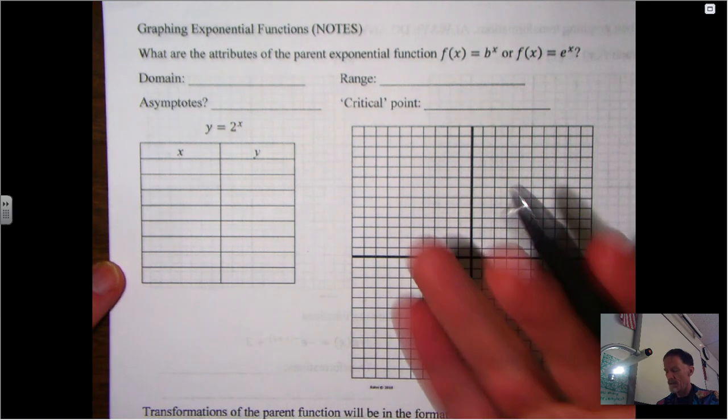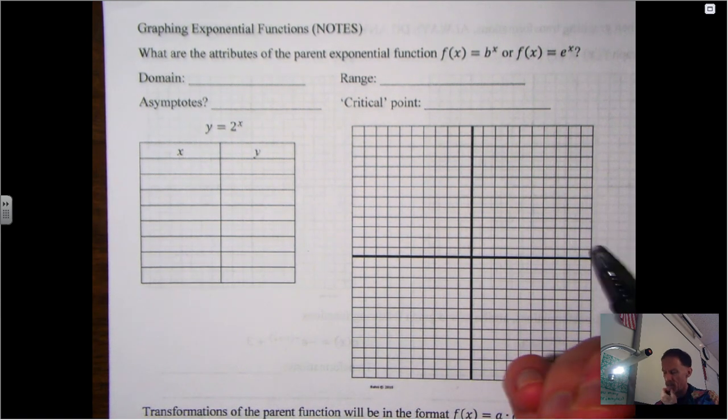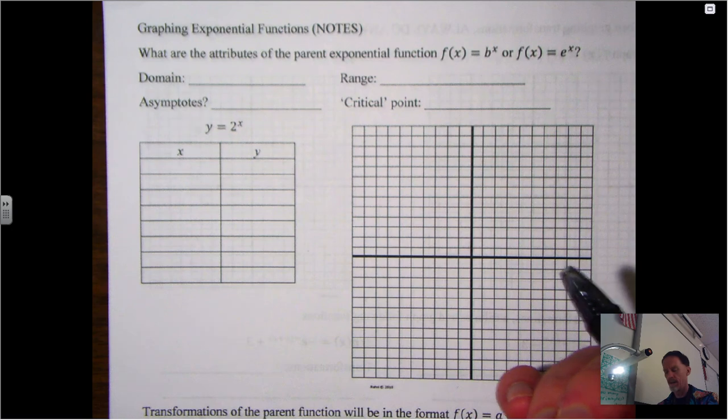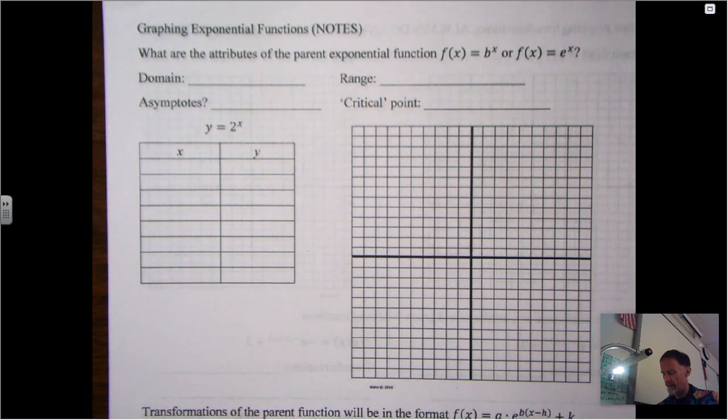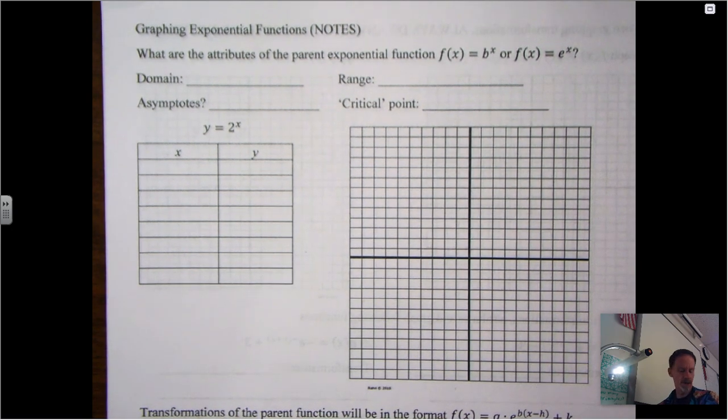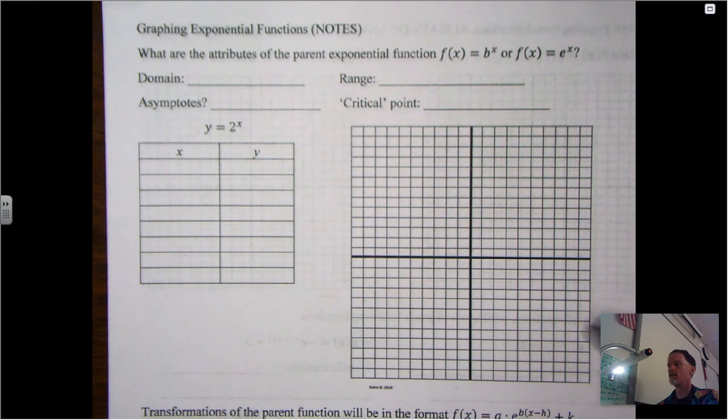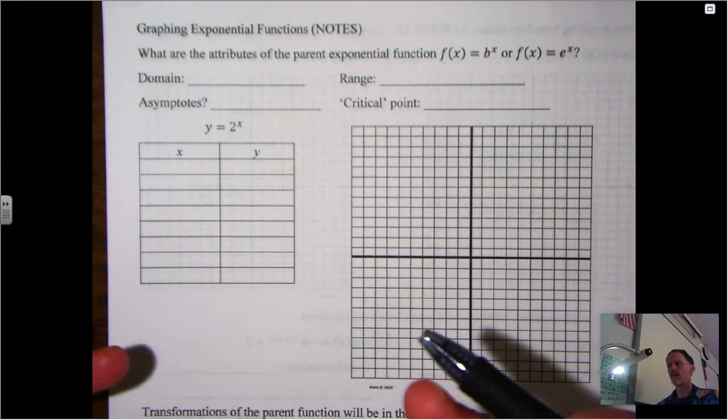So starting a new unit today on exponential and logarithmic functions. And all we're going to talk about today is graphing exponential functions. Now, this is something that you did back in Algebra 2, at least in relation to all the parent functions that you went over.